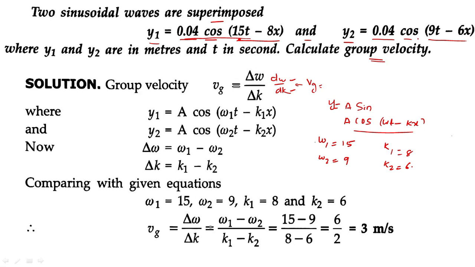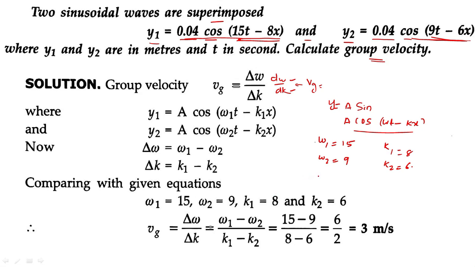Look at this equation. Cos 90t minus kx means omega t minus kx. This is cos of omega t minus kx. So k will be this much. So what will be the group velocity? Vg is equal to d omega by dk.